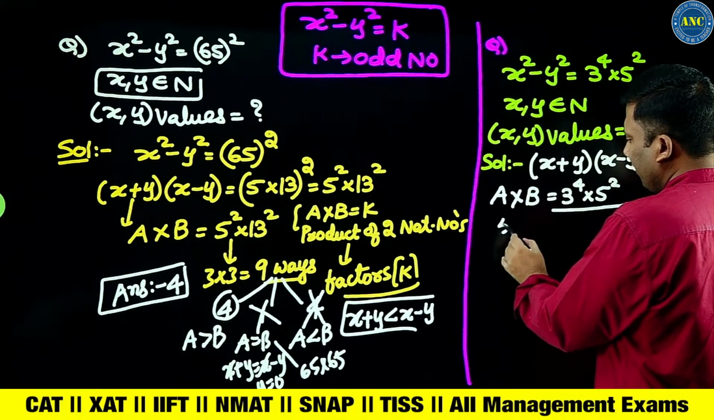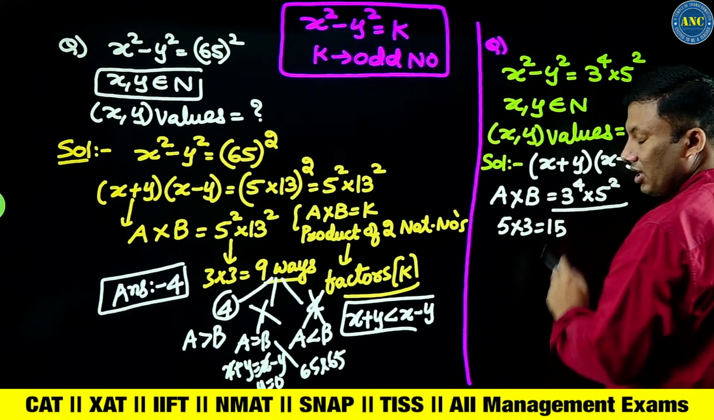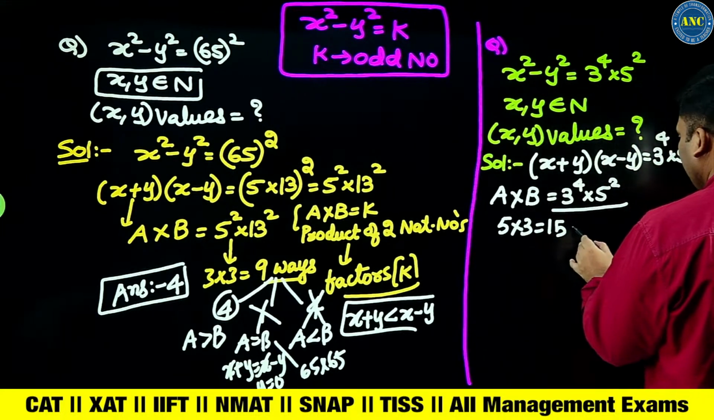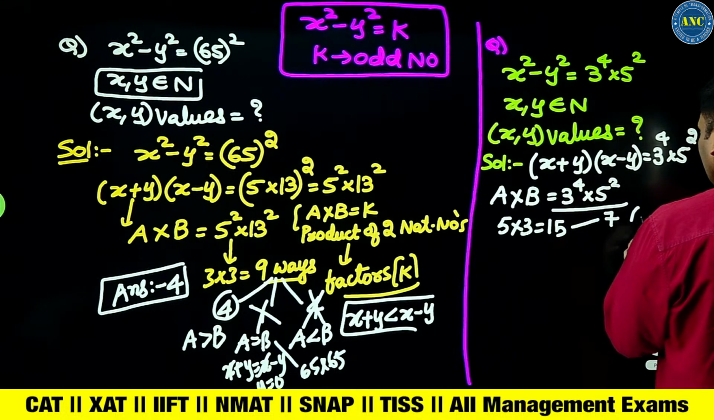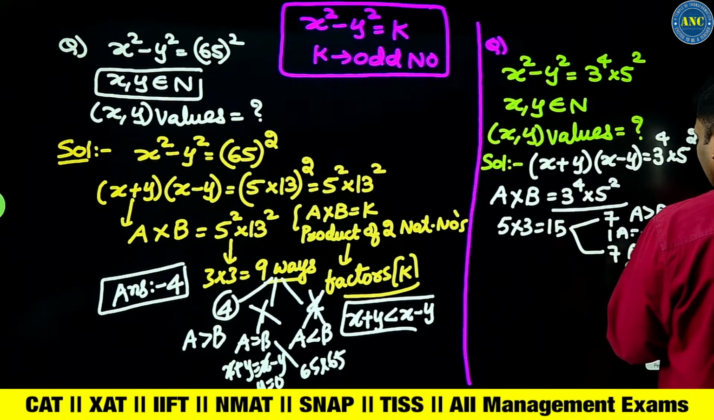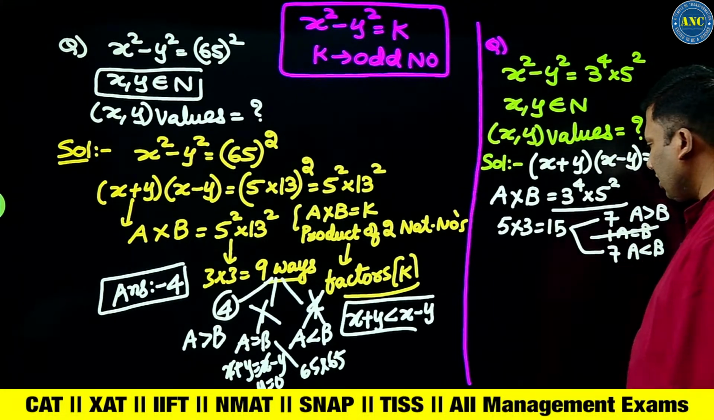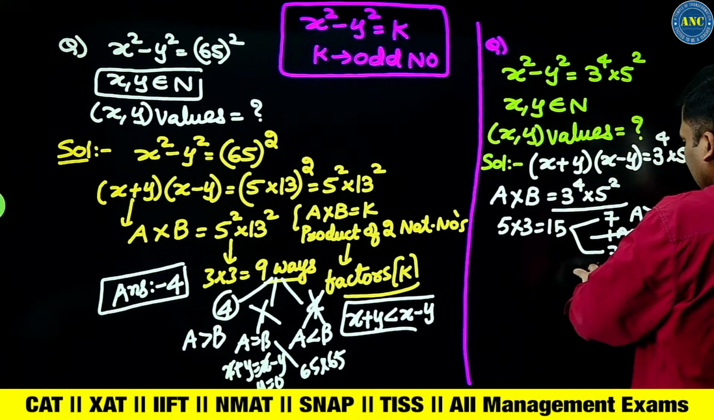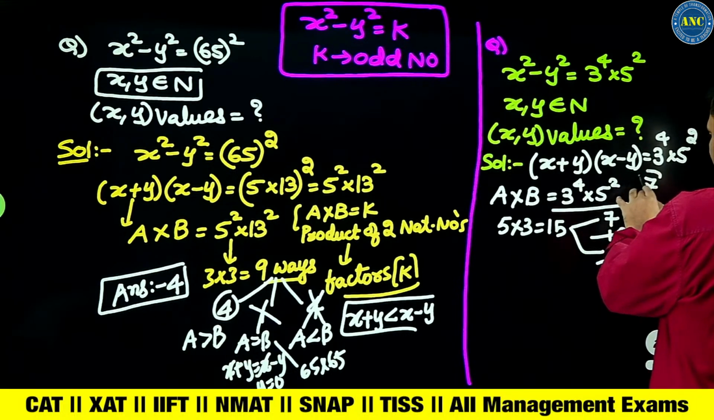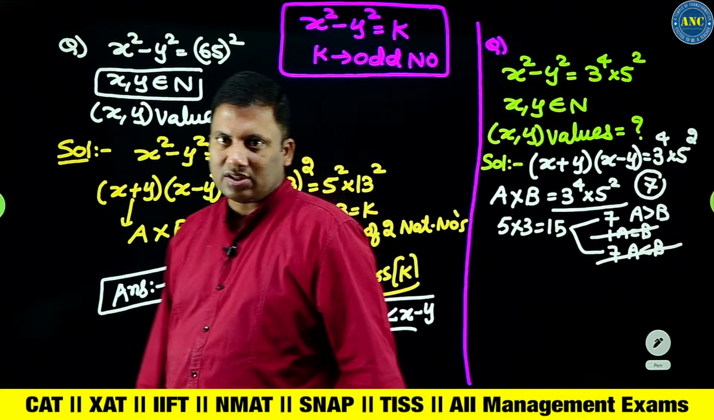For 3 power 4, 0 to 4 gives 5 cases. For 5 square, 0 to 2 gives 3 cases. 5 threes are 15. So 15 cases: 7 cases where A is greater than B, 7 cases where A is less than B, and 1 case where A is equivalent to B. If A is equivalent to B, y will be 0. The sum of two natural numbers cannot be less than their difference. The answer for this question is 7.